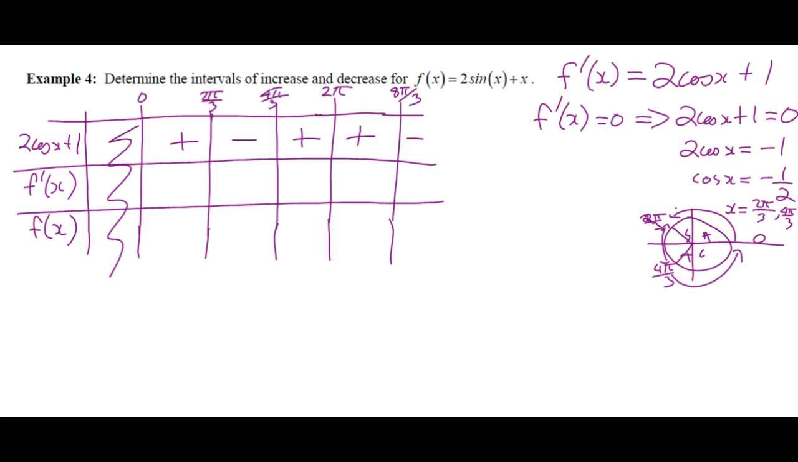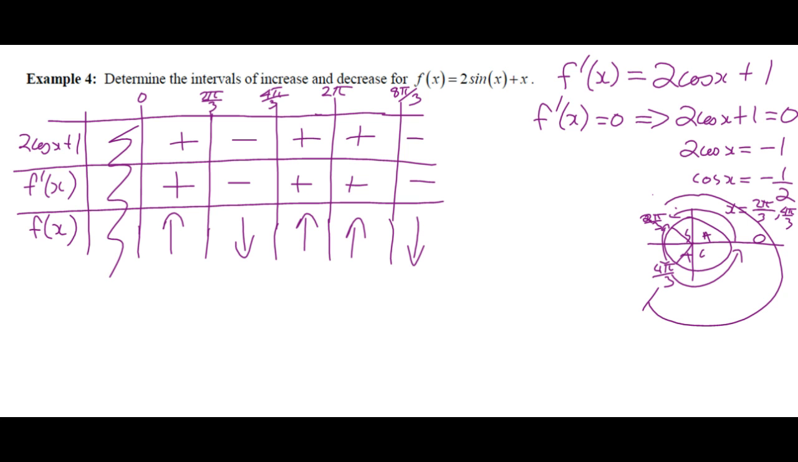So f prime of x is just the sine of f of x, right? I mean, because there's no other factors. So we are increasing, decreasing, increasing, increasing, decreasing. So now if we look at this, we'll say f of x is increasing from here to here. So we're going to call this negative 2 pi over 3, right?